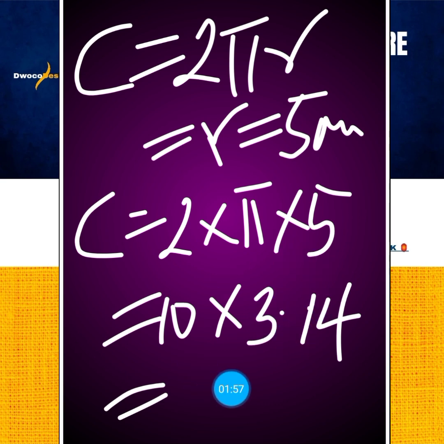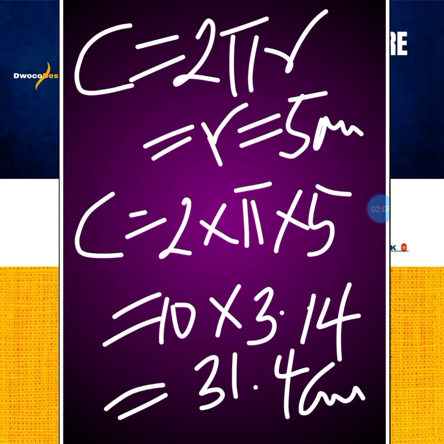If you are dividing, go to your left. If you are multiplying, go to the right. So the point moves one step to the right. That gives us 31.4. So this is going to give us 31.4 centimeters as the circumference of the circle. 31.4 cm is the answer.